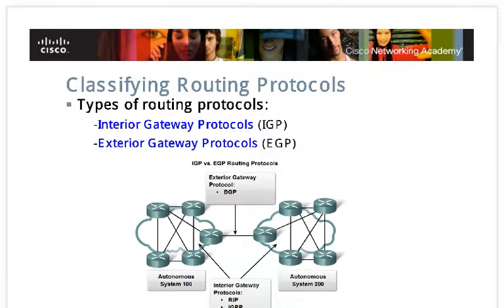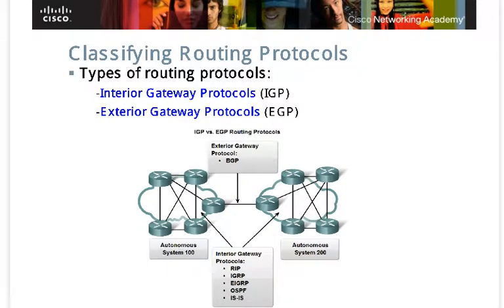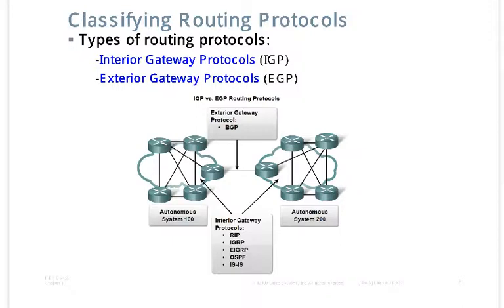Okay? So, these are the details. You have interior gateway protocols and exterior gateway protocols. And this illustrates the concept of an autonomous system. So you have a group of routers, and they all form one autonomous system. Each autonomous system will have a number, an ID. Okay? So this is one autonomous system, and this is another autonomous system.